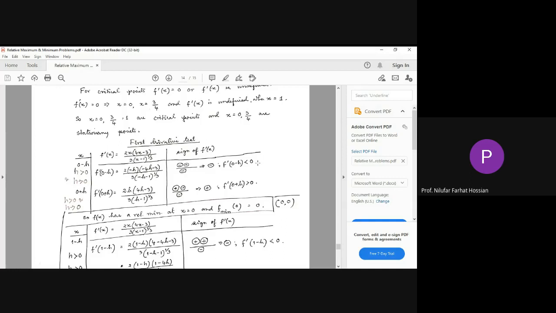So there is a change from negative to positive. So there will be a relative minimum at x equal to 0. And the minimum value is 0. So the coordinates are 0, 0.